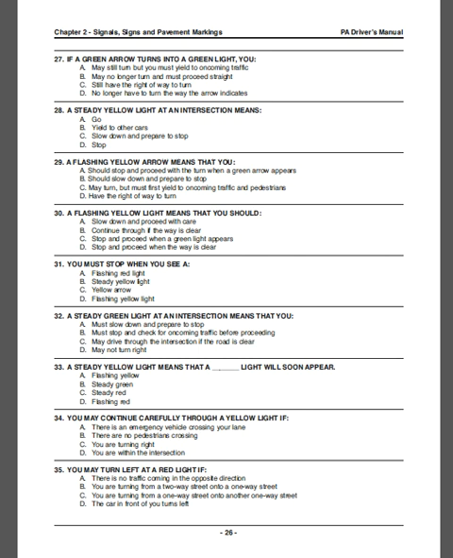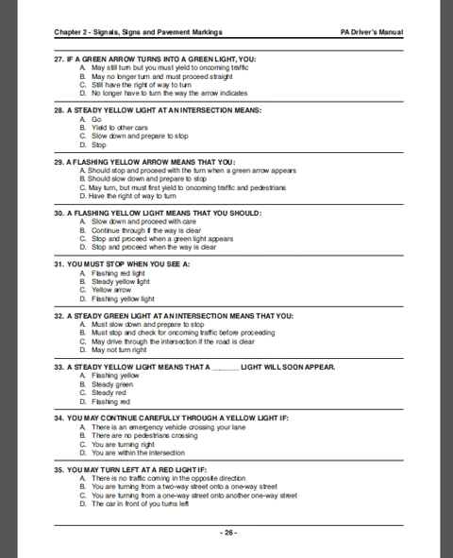33. A steady yellow light means that what kind of light will soon appear? A, flashing yellow. B, steady green. C, steady red. D, flashing red. The answer is letter C. After steady yellow comes steady red.